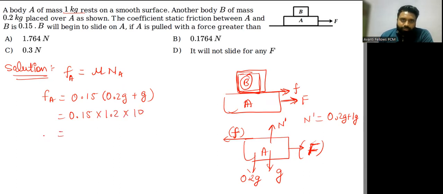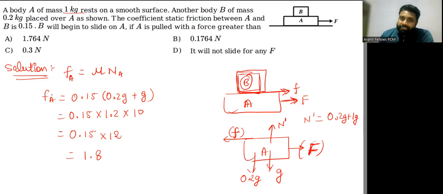If you try to calculate this, this will become 0.15 times 12. If you multiply it, you will get 1.8 something. So 1.8 is the value of the limiting friction.